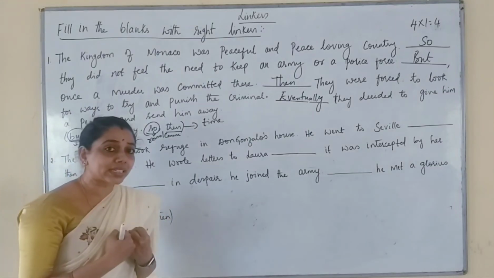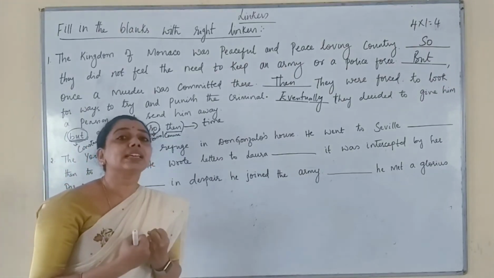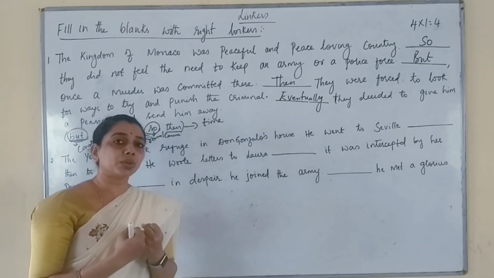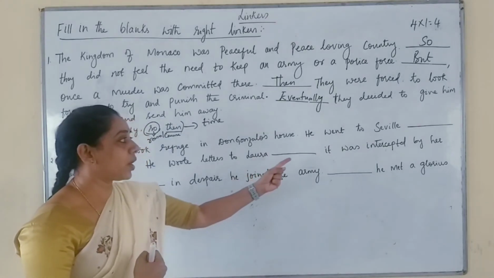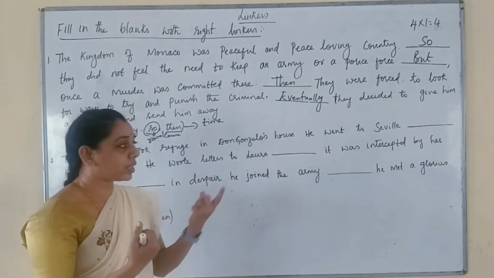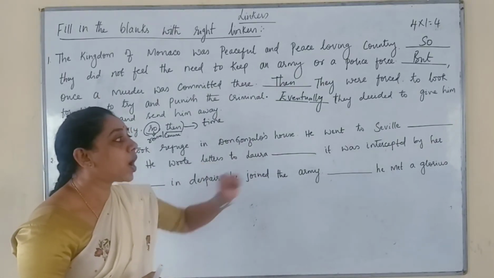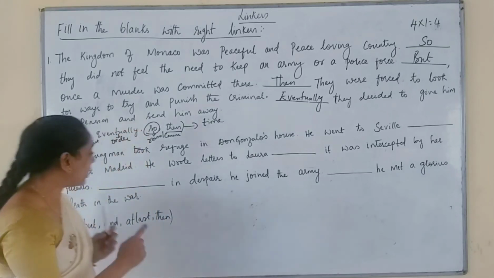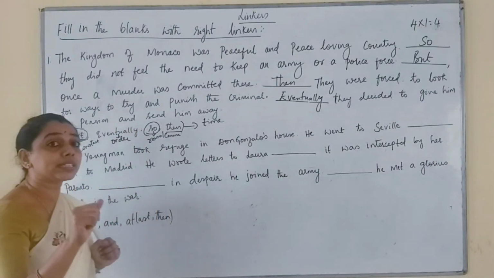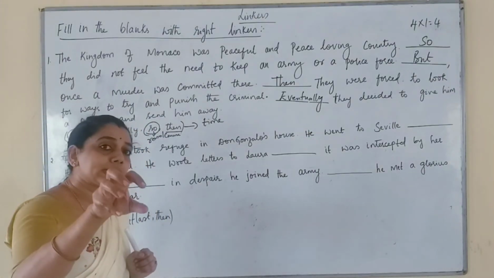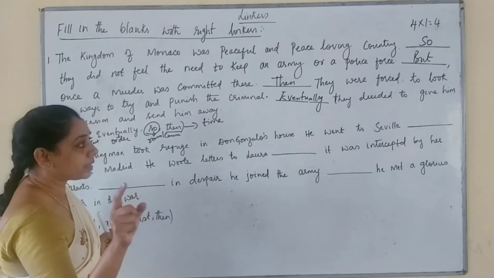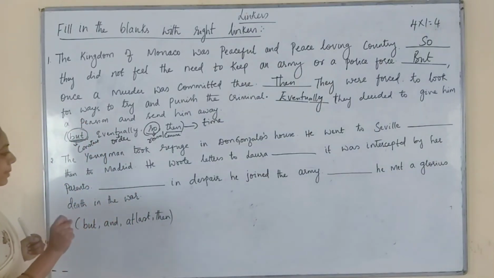What do you mean by intercepting? Intercepting is seizing. Seizing something, taking it into custody, is called intercepting. So he wrote letters to Laura. It was intercepted by her parents. What was intercepted by her parents? It is letters. Okay, it was intercepted by her parents.